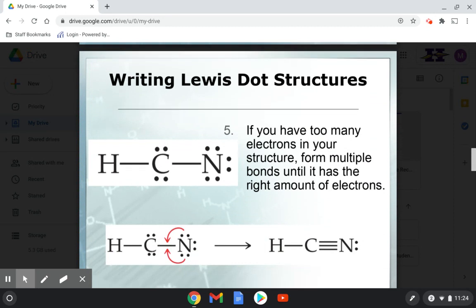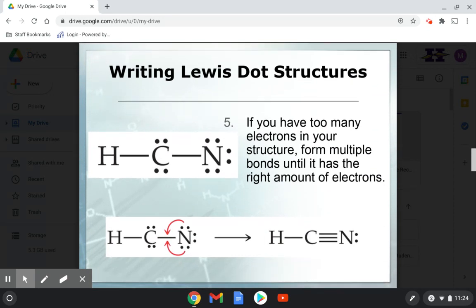Rule 5: if you have too many electrons in your structure, you're going to need to form multiple bonds until it has the right amount of electrons. So here we see that with carbon, there should be 4 valence electrons. Hydrogen, there should be 1. Nitrogen, there should be 5. So we're looking at 10 in total.